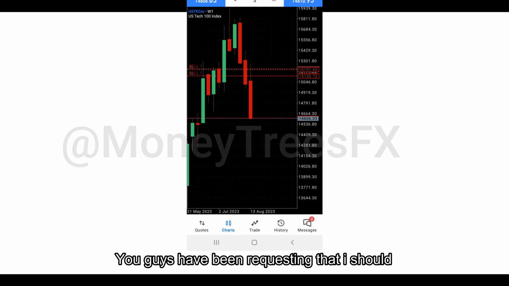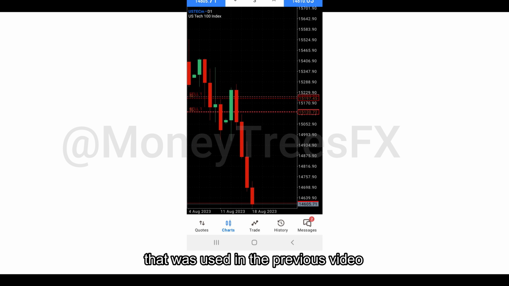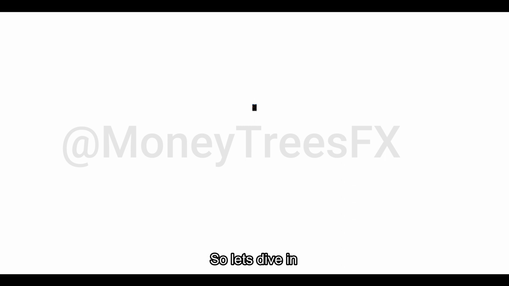You guys have been requesting that I do more trade examples that entail the trading process that was used in the previous video. So I'm just going to try and simplify it, make it clear and simple to understand. So let's dive in. On paper, this is the type of structure that you should be looking for.